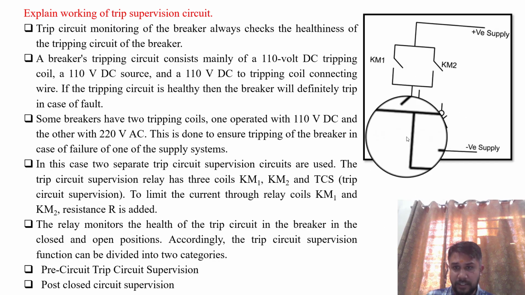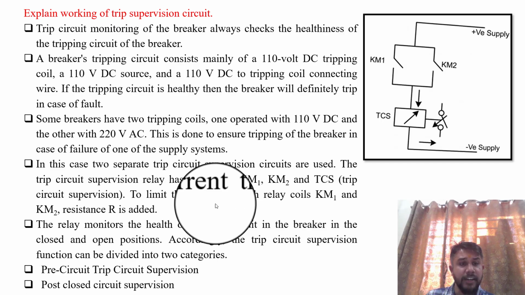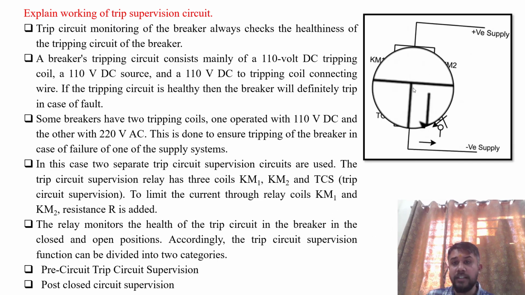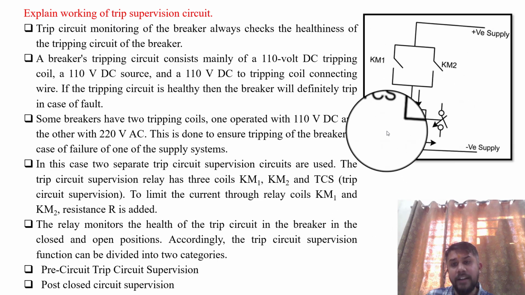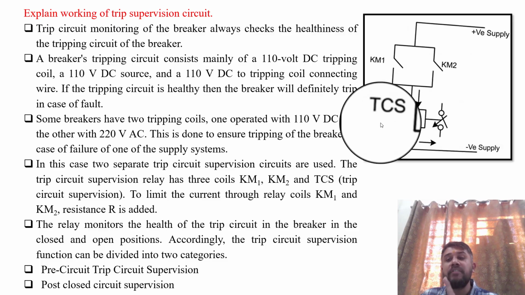Here you can visualize this. KM1 and KM2 both are different. The trip circuit supervision relay has three coils, KM1, KM2 and TCS. This TCS means trip circuit supervision relay, TCS relay.